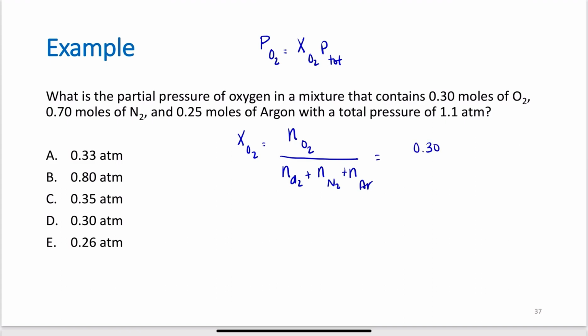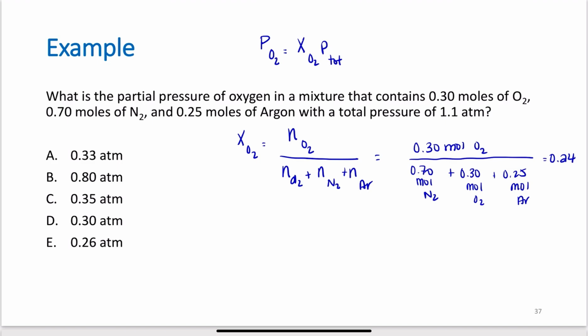I have 0.30 moles of O2, and I have 0.70 moles of N2, 0.30 moles of O2, and 0.25 moles of argon. Overall, that gives me 0.24. Again, no units because in the denominator they're adding up. So 0.7 plus 0.3 plus 0.25 is 1.25 moles. Moles divided by moles gives me no units. 0.24 is my mole fraction.